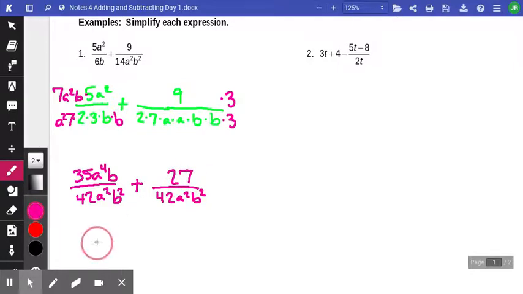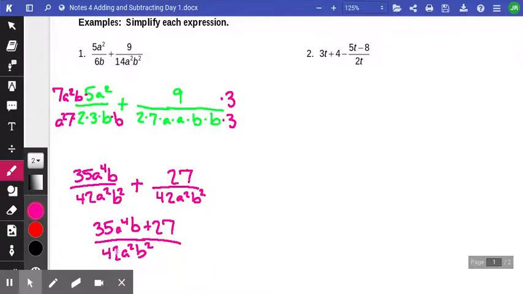And then the final step, possibly the final step, is going to be to write this as a single fraction. So the denominator stays the same, 42 a squared b squared, and in the numerator we add. So this is an unlike term because this is a to the 4th b, and like terms have to have the exact same variables with the exact same exponents. So the best that I can do is just write this as 35 a to the 4th b, plus 27.